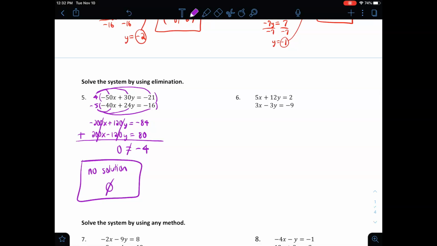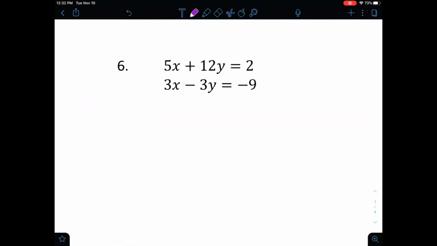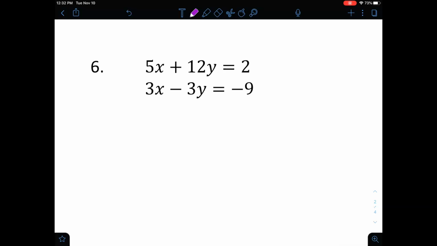Okay? Another trick: instead of finding the least common multiple and trying to figure out how to get opposites, you can just multiply by the opposite number too. You could have multiplied the bottom by negative 50 and the top by 40, something like that. But it kind of depends on what you want to do.